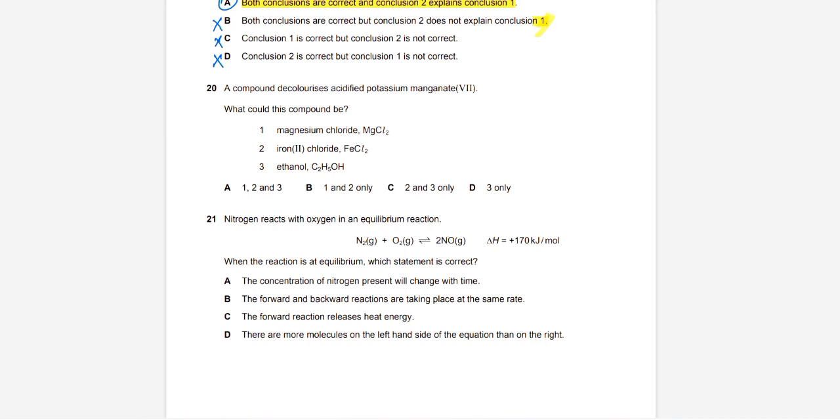A compound decolorizes acidified potassium manganate. What could this compound be? Magnesium chloride, iron chloride, or ethanol? Decolorizes: yes, acidified potassium manganate is the oxidizing agent, and it provides atomic oxygen.